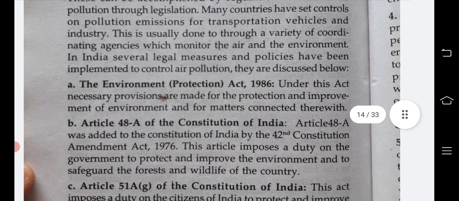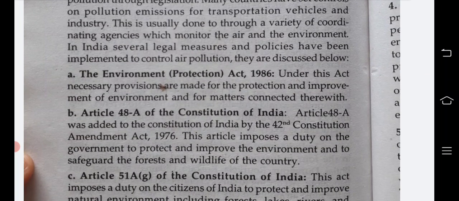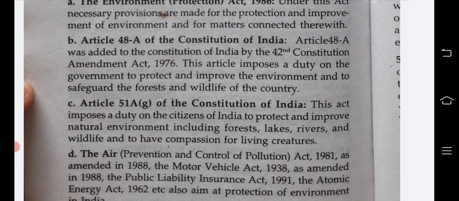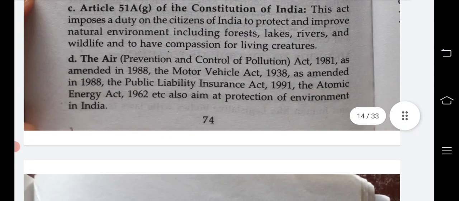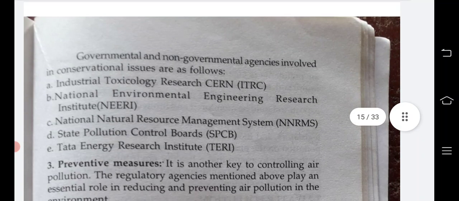First of all, the Environment Protection Act of 1986. Under this act, necessary provisions are made for the protection and improvement of the environment and for matters connected therewith. Second, Article 48A was added to the Constitution of India by the 42nd Constitution Amendment Act. This imposed a duty on the government to protect and improve the environment. Next is Article 51A. This imposed a duty on citizens of India to protect and improve the natural environment. Next is the Air (Prevention and Control of Pollution) Act 1981 as amended in 1988, the Environment Protection Act 1986 as amended in 1988, and the Public Liability Insurance Act. All these acts are passed in order to save the environment.